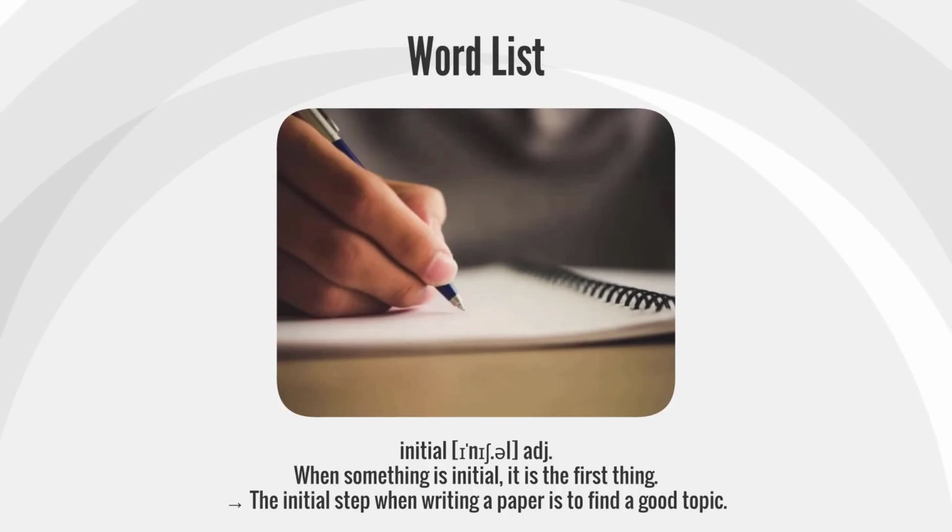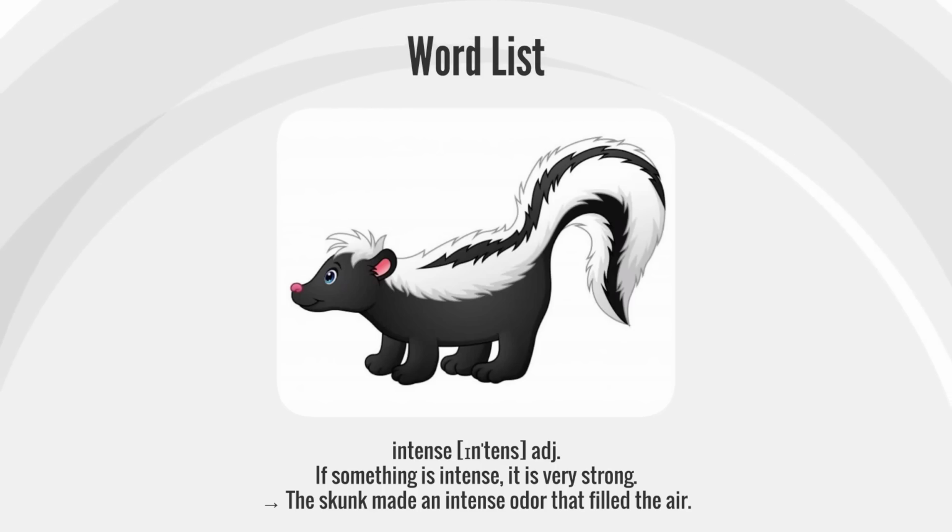Initial. When something is initial, it is the first thing. The initial step when writing a paper is to find a good topic. Intense. If something is intense, it is very strong. The skunk made an intense odor that filled the air.